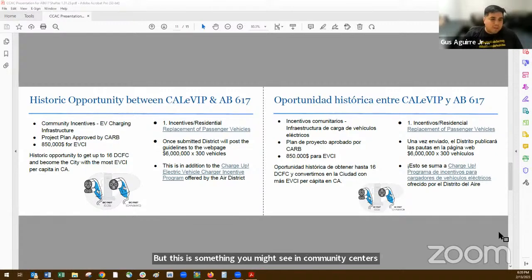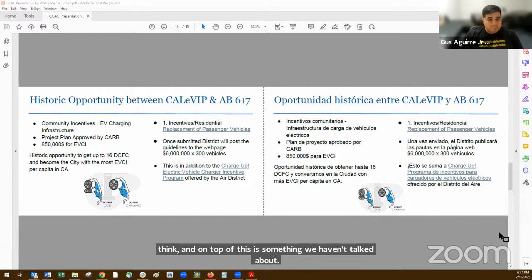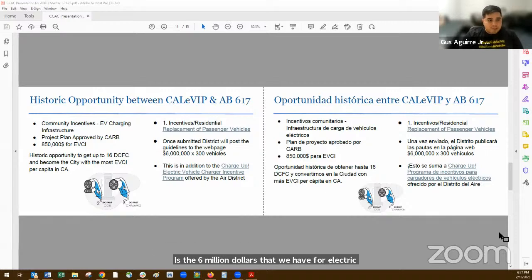As part of my job at CCAC, part of my responsibility is to look at the rollout of this money. There's an opportunity here in Shafter, and I just want to make sure that I share that with you all, so we could maybe at some point have a discussion of how we could capitalize on this, right? How we could be the first community in all of California that has the most electric vehicle infrastructure per capita. And on top of this, something we haven't talked about, is the $6 million that we have for electric vehicle programs. So coupled on top of this electric vehicle infrastructure is this $6 million electric vehicle incentive that we have for Shafter.